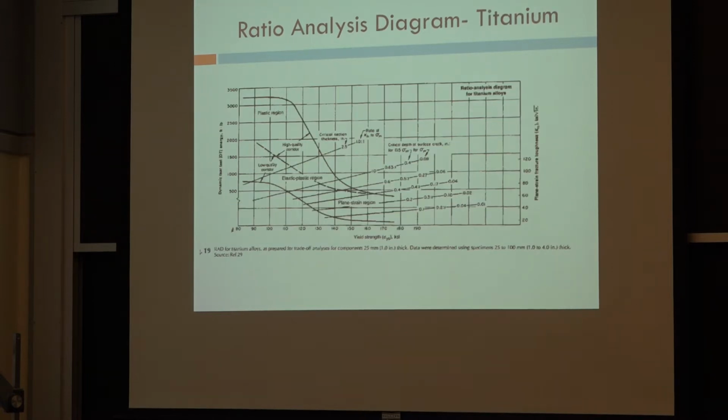If you go to titanium, and the reason we only have 3 ratio analysis diagrams is because this is what the US Navy was interested in building submarines out of back in the 1950s and 60s, when, what's his name? Pardon me? Rickover? No, it wasn't Rickover. It was the father of fracture mechanics. George Irwin was head of mechanical engineering at Naval Research Laboratory.